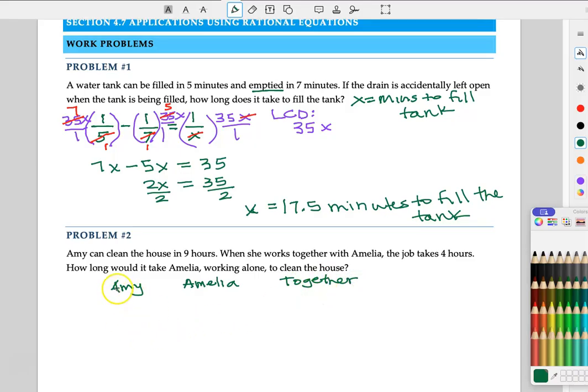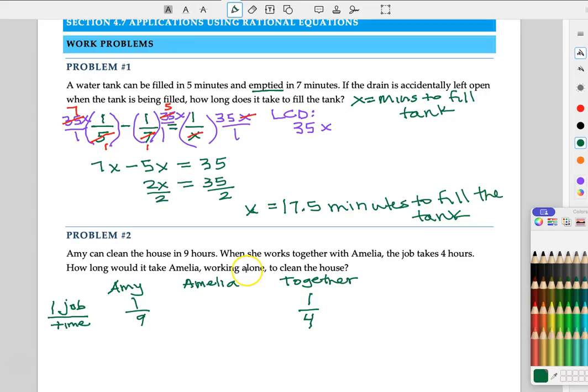All right, so let's look at Amy's part. Again, the top of the fraction is going to be talking about one job, that whole job, in a certain amount of time. So with Amy, she can do one job in 9 hours by herself. And the next says when she works together with Amelia, so that's going to go in this part here, it takes 4 hours. So together they can do one job in 4 hours.